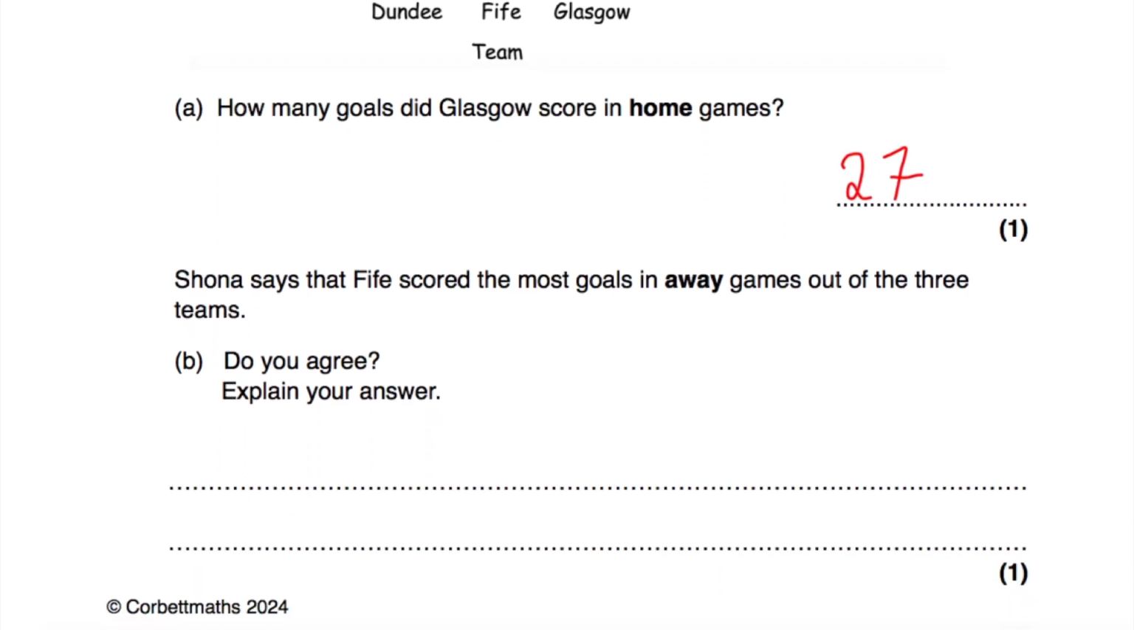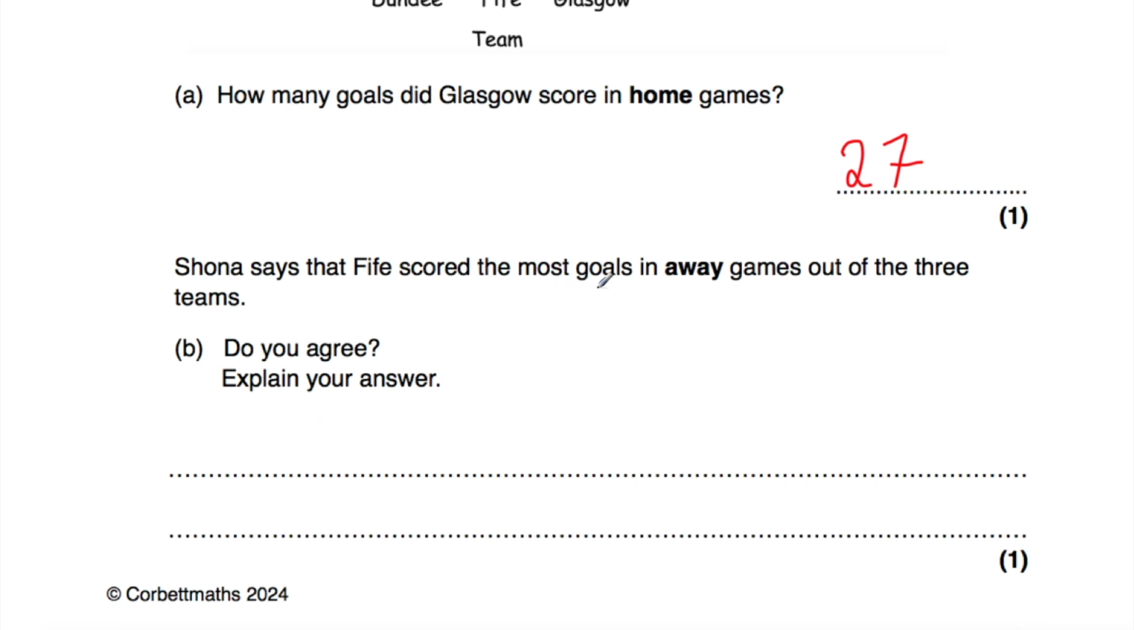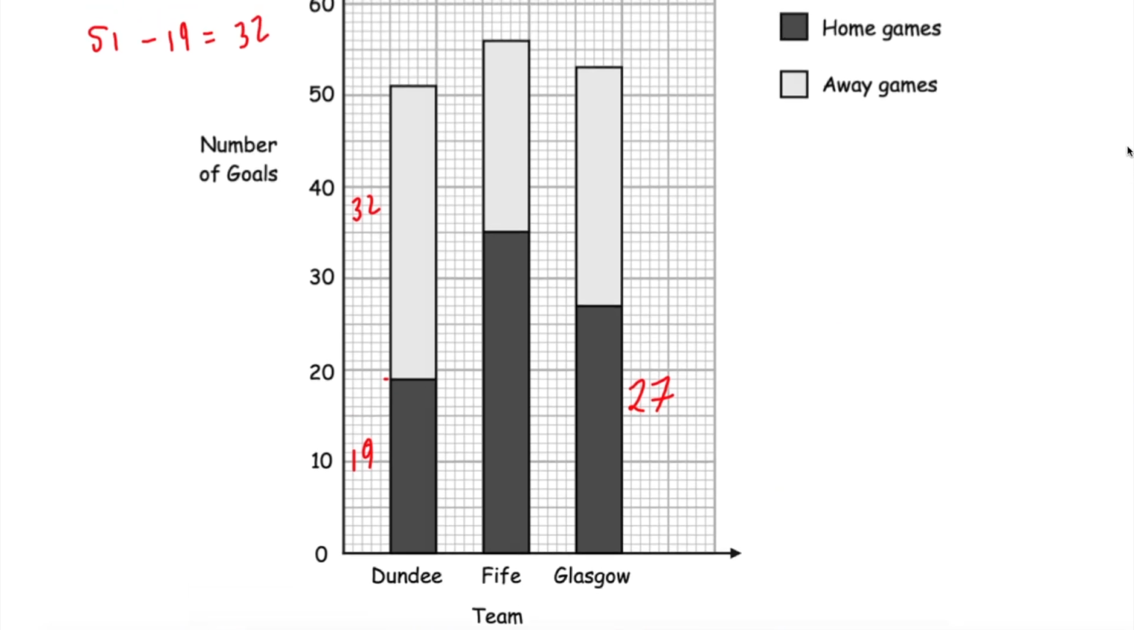And then Shona says that Fife scored the most goals in the away games out of the 3 teams. Do you agree? Explain your answer. So she's saying that out of these 3 teams, Dundee, Fife and Glasgow, Fife scored the most goals in their away games compared to the other teams. So let's see how many goals they scored in their away games.